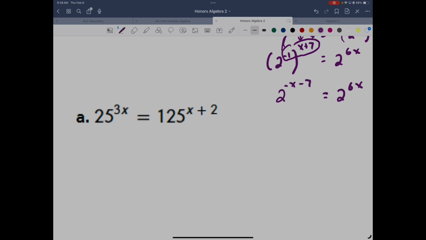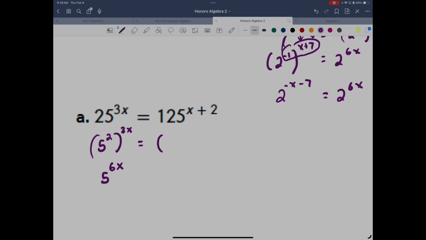25 is 5 squared. So this is going to become 5 squared to the 3x. And the biggest part of this is you have to remember that you're squaring things. You're not taking it times 3. Because if you take it times 3, then you're not changing this base. That base is still 25. Remember, we've got to go power to power. So that side then makes 5 to the 6x.